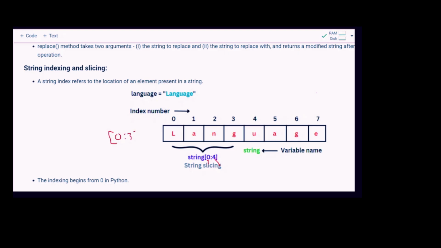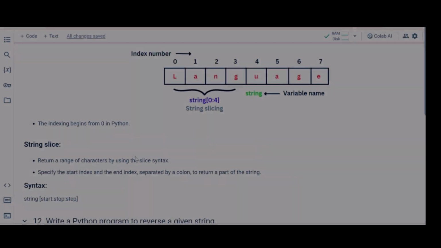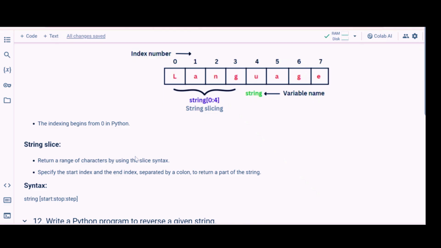then it will return the values present at the 0th index, first index and second index. So it will return lan. String slicing returns a range of characters by using the slicing syntax.